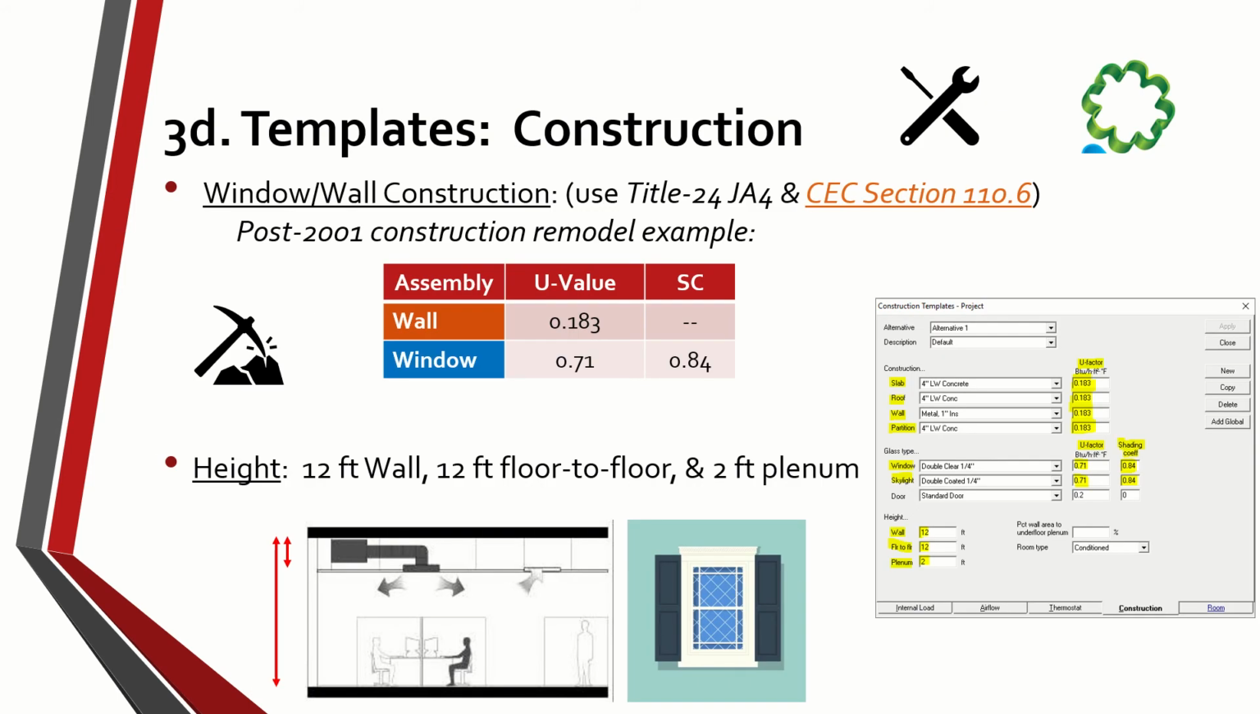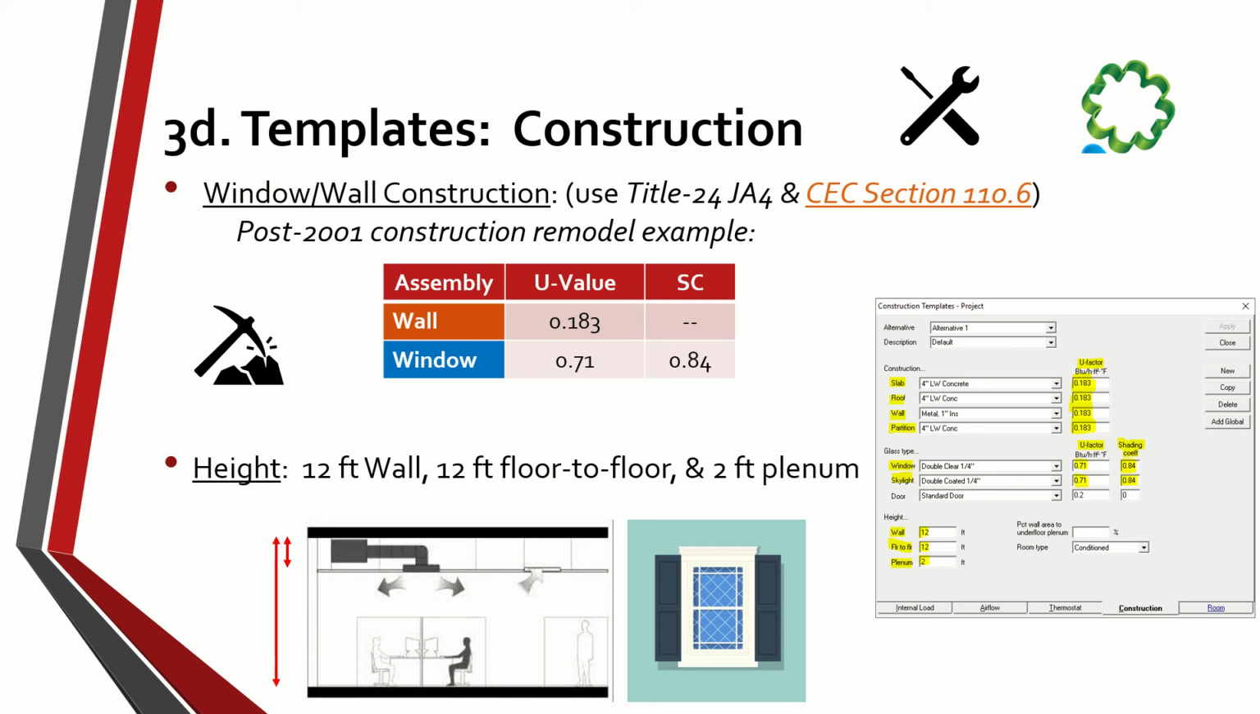The next cookie cutter is construction. This is where you input insulation and heat transfer properties for windows and walls for the building, for example, like U values and shading coefficients. And these are typically difficult to track down and get the actual numbers, so we have to make assumptions here sometimes. And the basis of our assumptions come from Title 24 JA4 and CEC section 110.6, where they list thermal properties for various windows and walls. And the table shown here is a post-2001 construction remodel as an example. And the screenshot on the right shows you where to input these values in Trace.